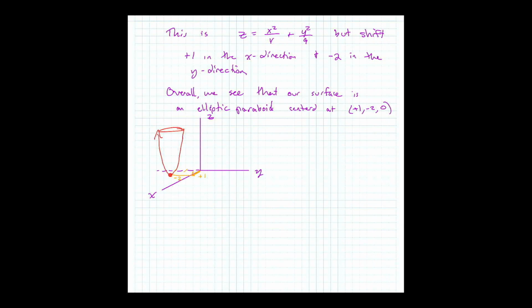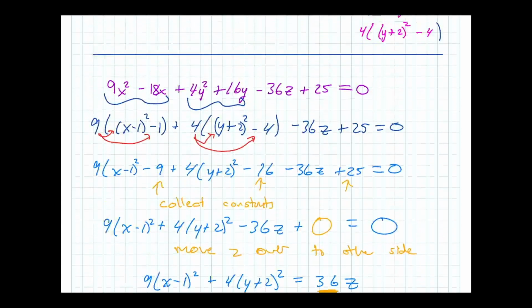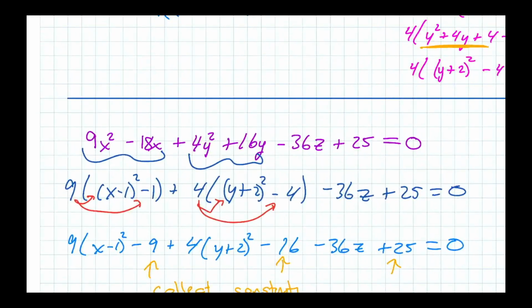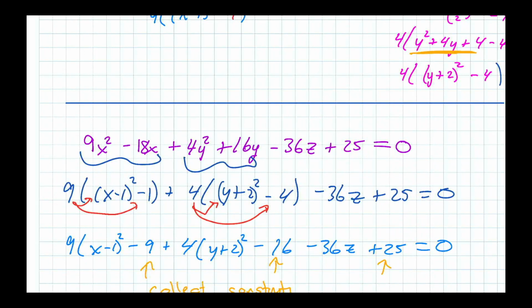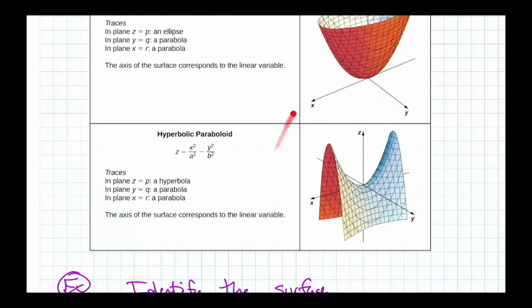And then you have your elliptic paraboloid. Now you could have just gotten that from doing the traces, right? I was just showing you how you do the math to identify it, where you're starting with this jumbled mess, and what you got to know is complete the square, and then just try to make it look like one of these that you're supposed to have seen. Okay, that's kind of it.